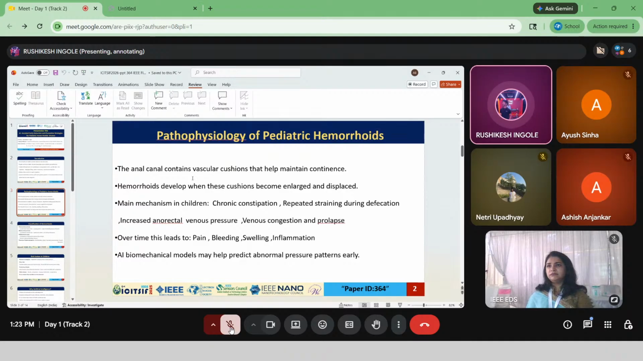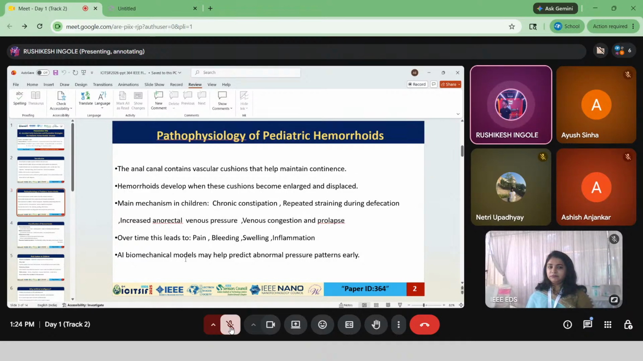Then pathophysiology of pediatric hemorrhoids. The anal canal contains vascular cushions that help maintain continence. Hemorrhoids develop when these cushions become enlarged and displaced. The main mechanism in children: chronic constipation, repeated straining during defecation, increased anorectal venous pressure, venous congestion, and prolapse. Over time, this leads to pain, bleeding, swelling, and inflammation.